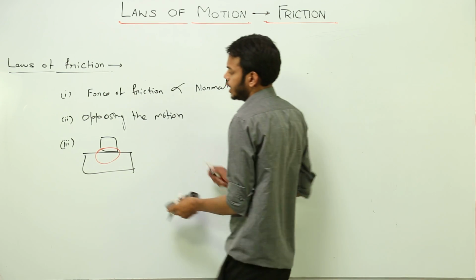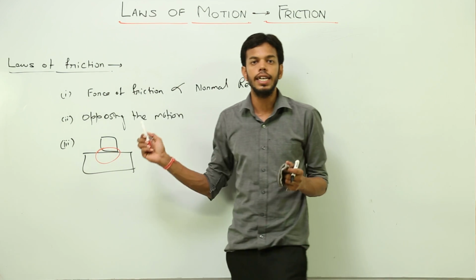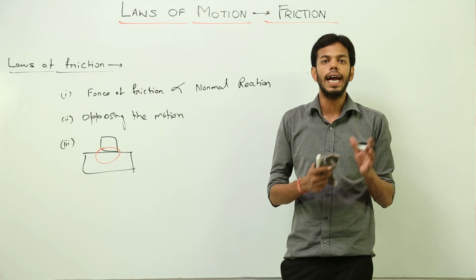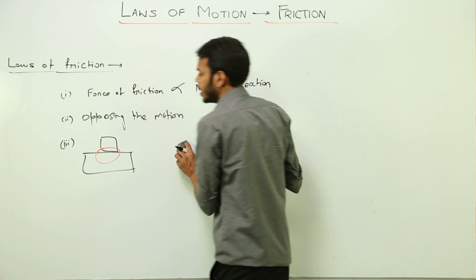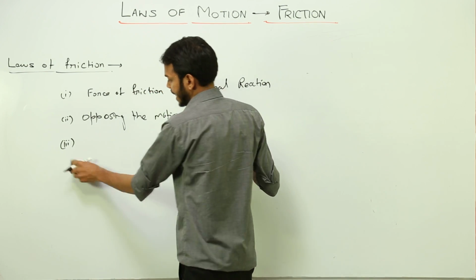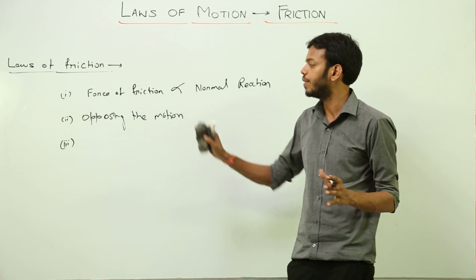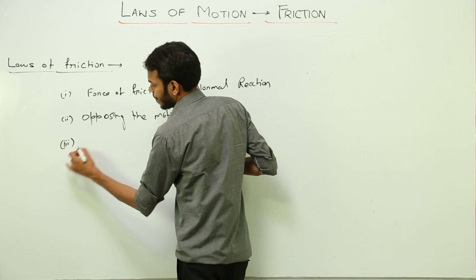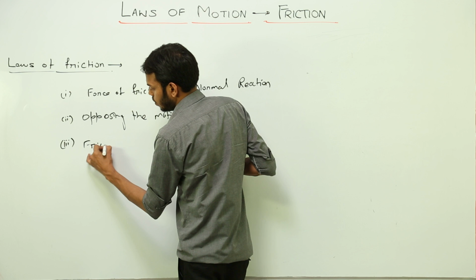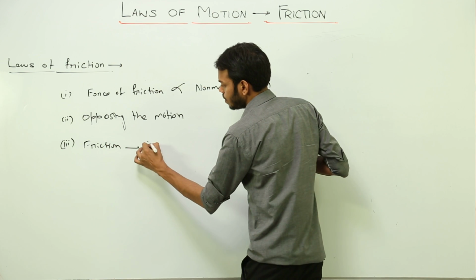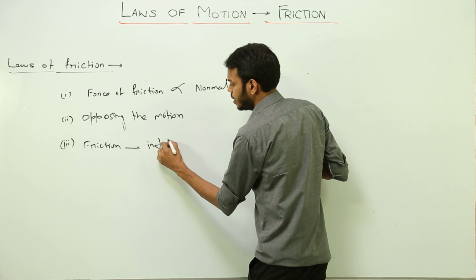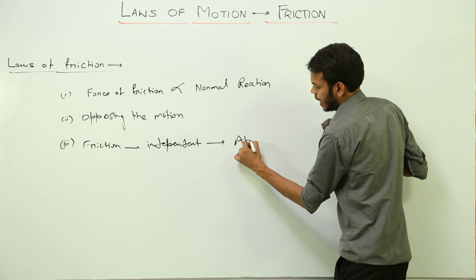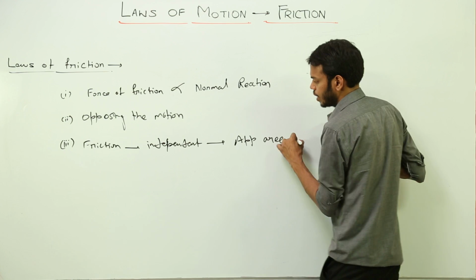So the third law states that force of friction is independent of apparent area of contact. It depends only on the actual points of contact, right? So the real area of contact. That is not inculcated in the law. The law states only this much, that the force of friction is independent of apparent area of contact. Okay, I should write it down. Friction independent of apparent area in contact.